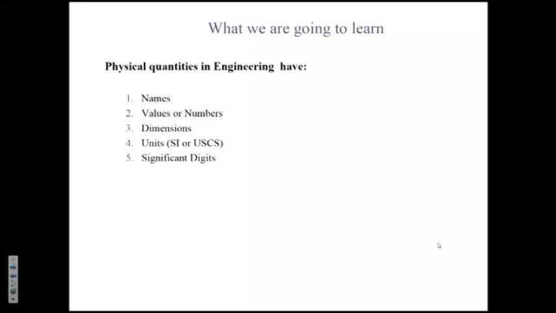So let's talk about the quantities. Physical quantities in engineering have 5 things. They have a name, they have a value or a number that you can assign to them, right? They have a dimension, they have a unit, and they have significant digits. These are the 5 things, right?